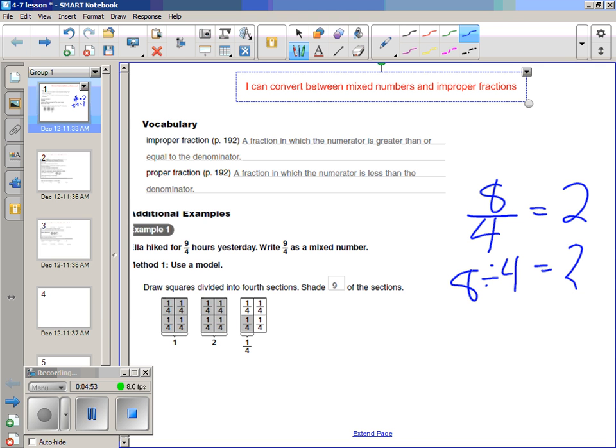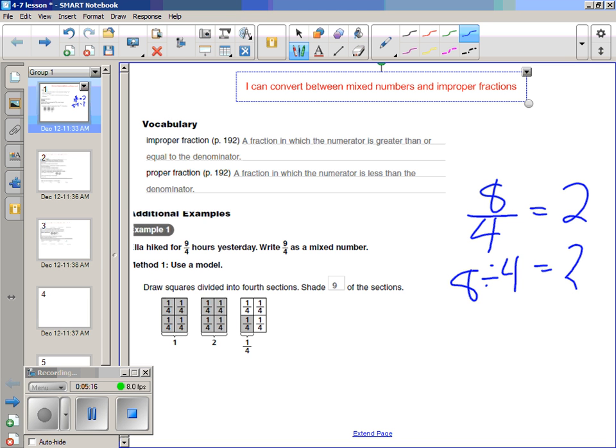Kids, every fraction is a division problem, and every division problem can be written as a fraction. The sooner we know that, the better. Okay? Everybody see how 9/4 ends up being, here's 4/4, 8/4 plus one more? 9/4 becomes 2 wholes and 1/4.